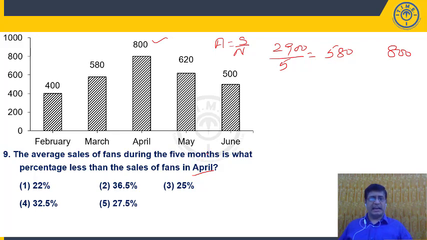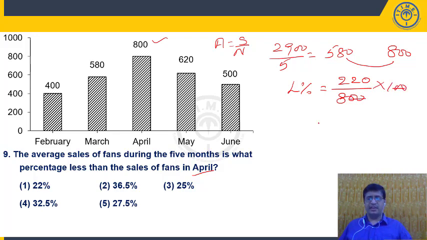So 5 months average is what percentage less than? Less in the percentage. Percentage less means difference by higher value. Now what is the difference? Difference between these two is equal to 220. What is the higher value? 800 into 100. Now 0s to 0 we can cancel. My dear students, the numerator is 220, denominator is 8.